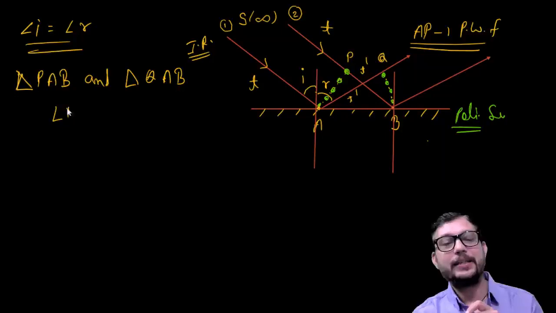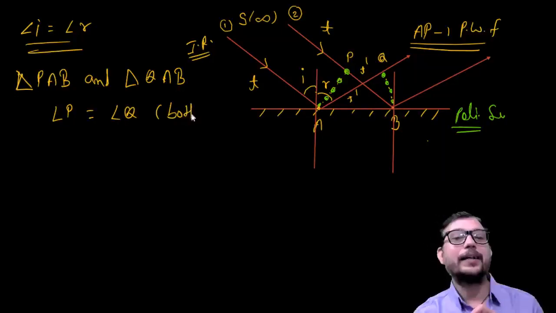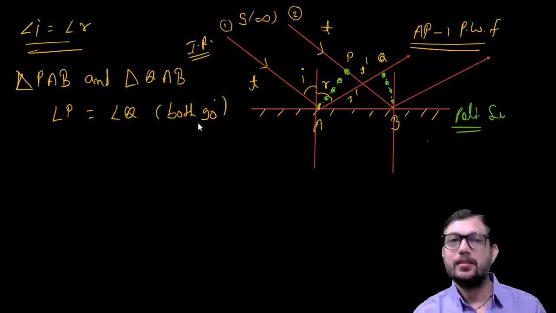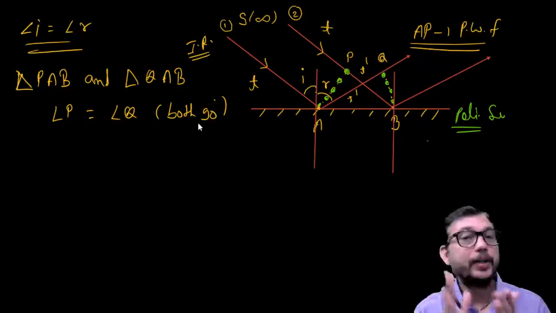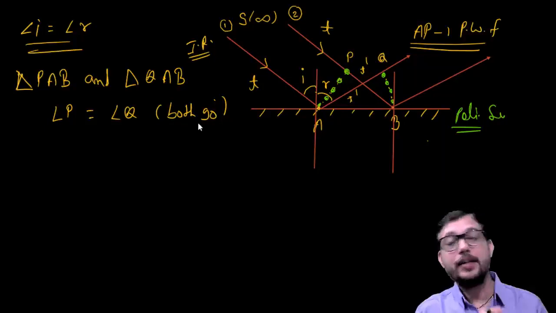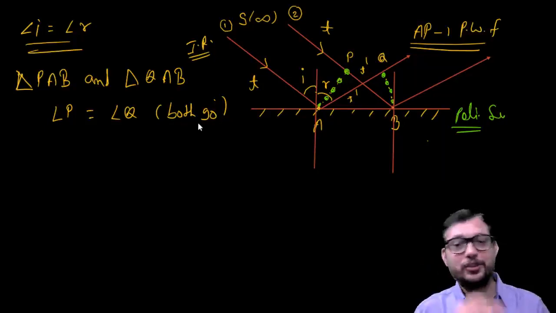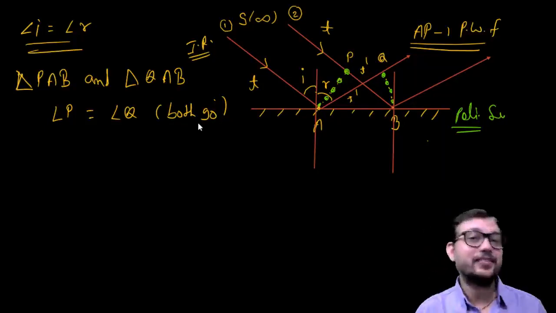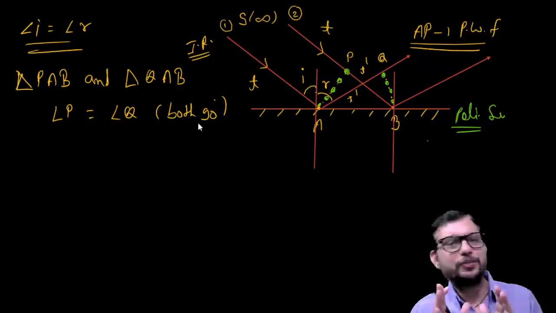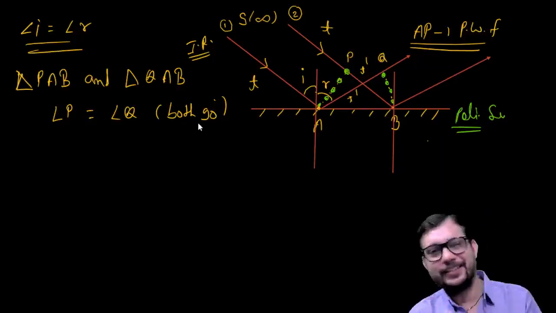If we look at these two triangles, you can easily see that angle P is equal to angle Q, and both are 90 degrees, because we have drawn a perpendicular. And why do we draw the perpendicular? We draw the perpendicular to construct the wavefront. So I hope this point is clear.